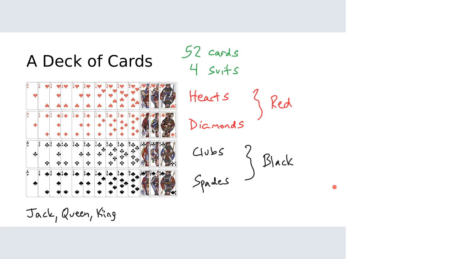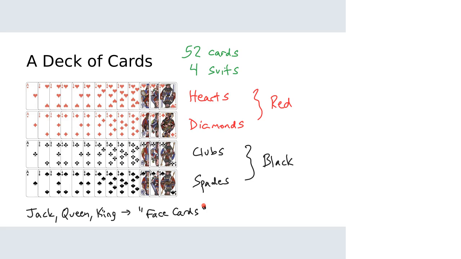One thing I want to say about jack, queen, and king, because they have pictures of people on them, those are often referred to as face cards. If you see anything involving face cards, that's what it means. It's talking about the jack, the queen, and the king.